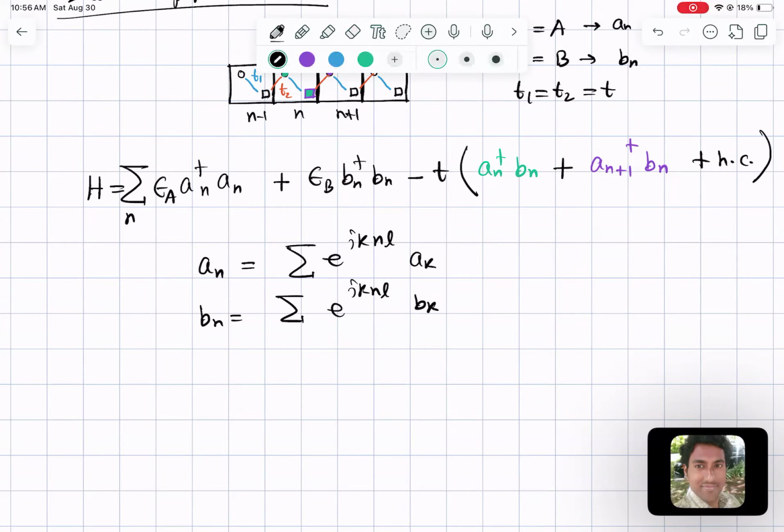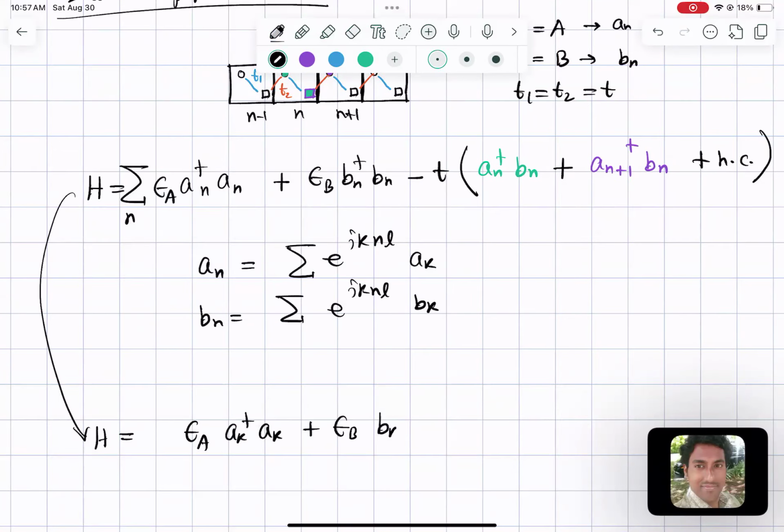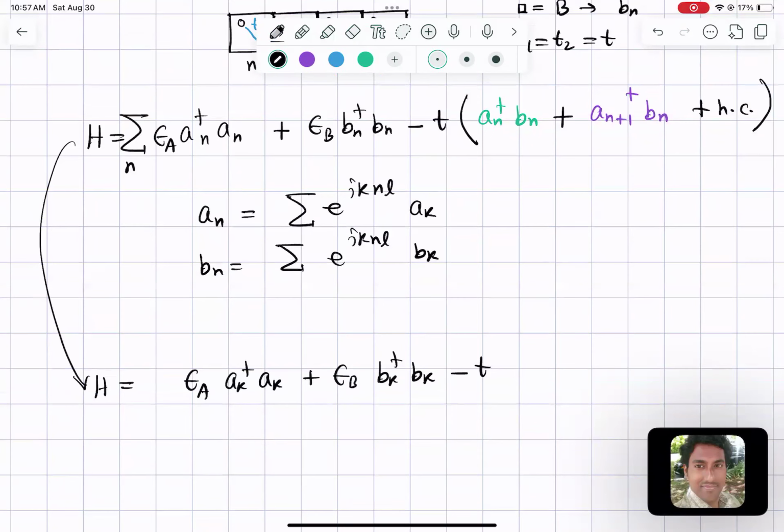Now, I wanted to try to plug this in and find the Hamiltonian in terms of A and A dagger. Just plug it in and see what happens. Some terms will cancel out. For example, here we have A dagger A, so this term will cancel out and we'll just have epsilon A, A_k dagger, A_k. The next term would be epsilon B, B_k dagger, B_k, right? Minus T.